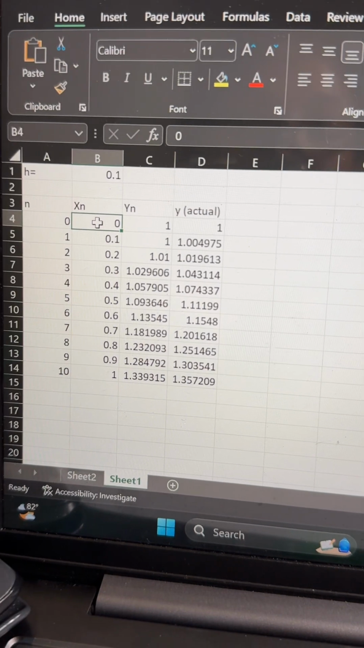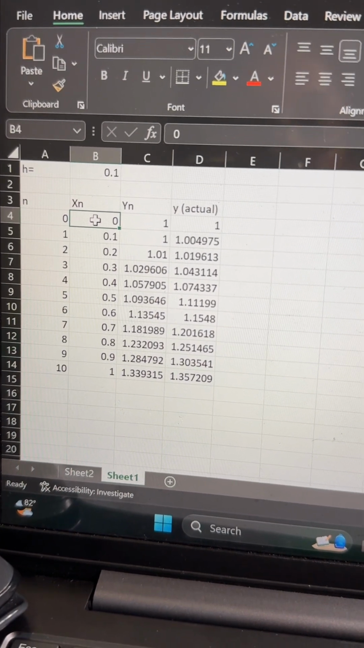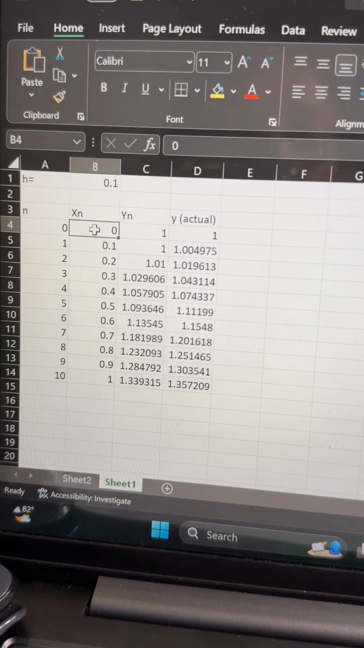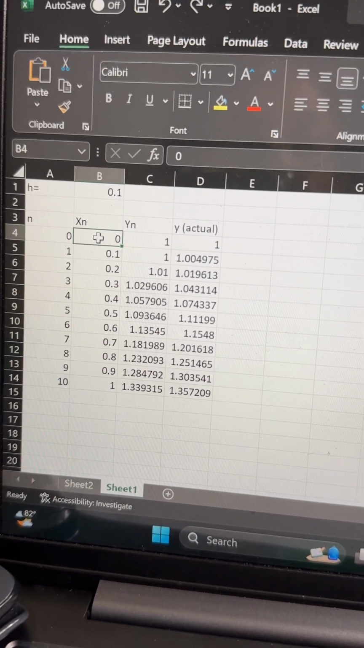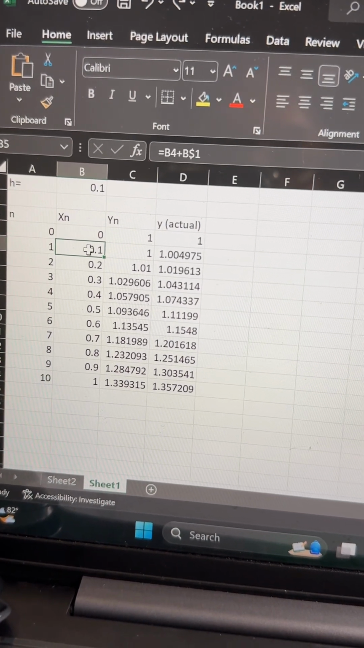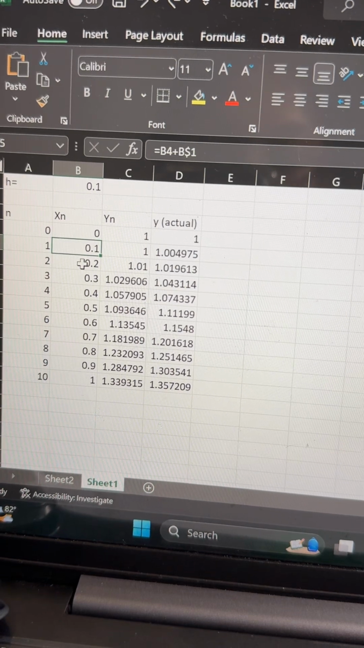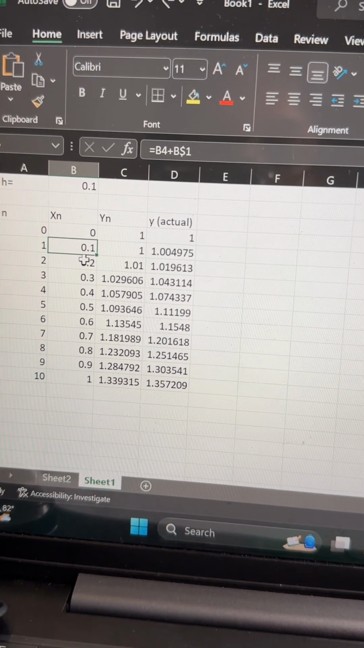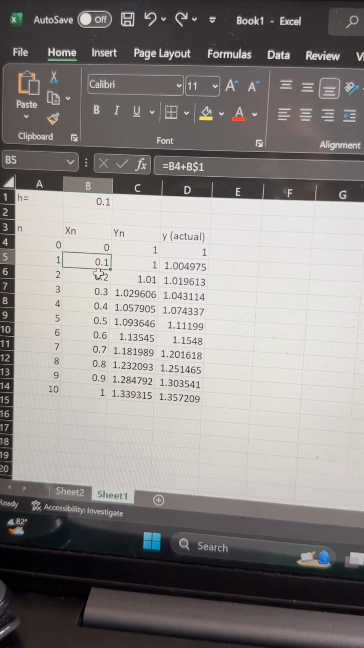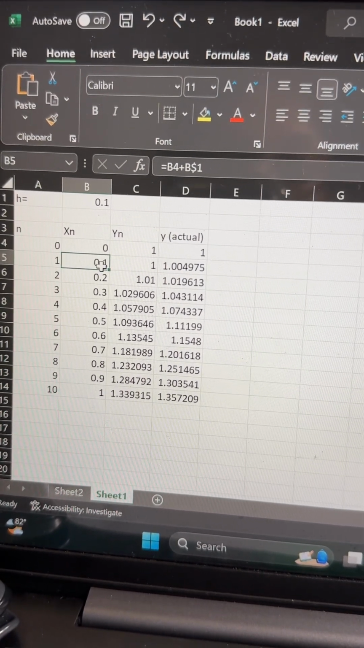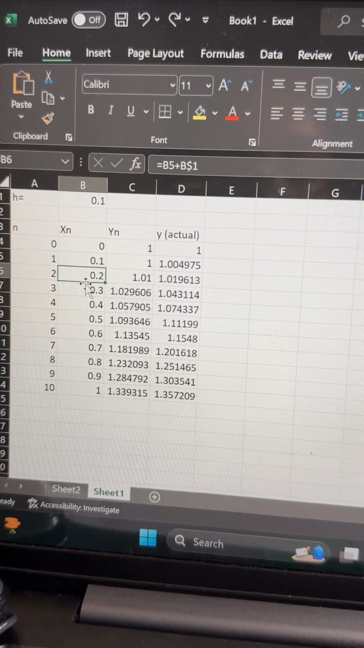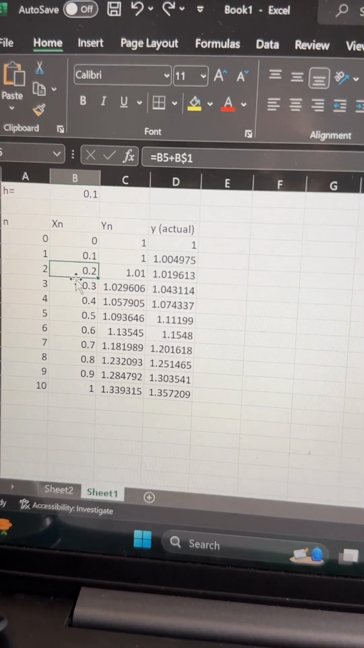Secondly, we will look at the x_n column. The x_n column will only be increasing in increments of 0.1 as the step size is 0.1. So we will look at the row x1. x1 will be 0.1 as the row above it, when n is 0, x0 is 0. So 0 plus 0.1 gives us 0.1. And 0.1 plus 0.1 gives us 0.2, and so on.